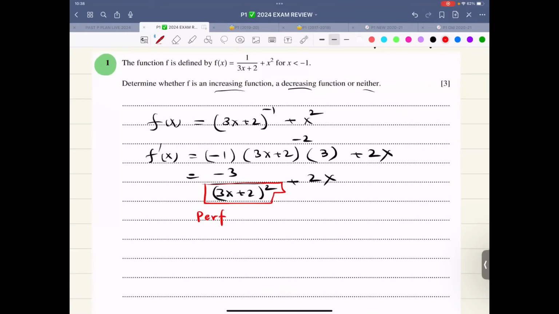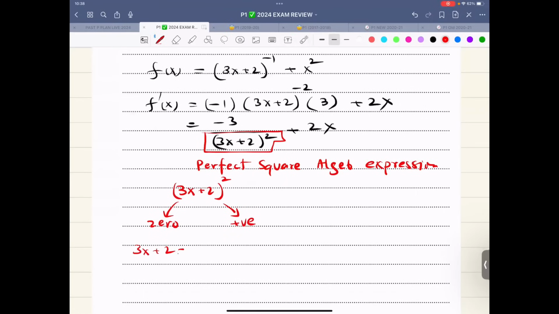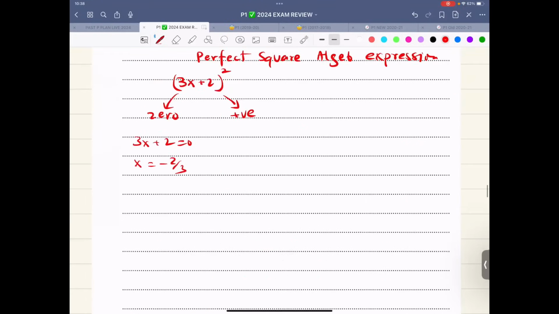This is a perfect square algebraic expression, PSAE. This thing, the red thing, (3x plus 2) whole squared can be 0, can be positive. It will be 0 when 3x plus 2 equals 0. x is negative 2/3. Is that part of the domain? I don't think so. Because this is 0. This is negative 1. Somewhere here is negative 2/3. It's outside of the domain. So no, it's outside of domain.